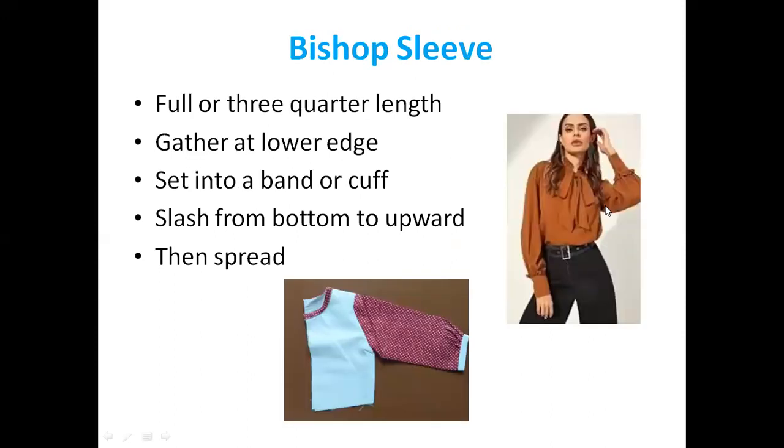Then the next one is bishop sleeve. So bishop sleeve is a full or quarter length sleeve. It is either full sleeve or 3/4 sleeve. It is having gathering particularly at the lower end. So the main difference you can remember: we had also one sleeve which is gathered at the bottom. So that is the puff at bottom.